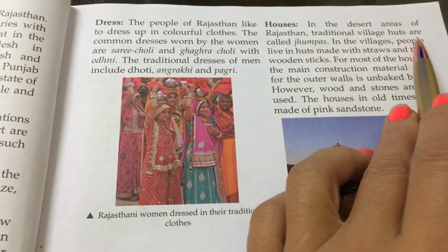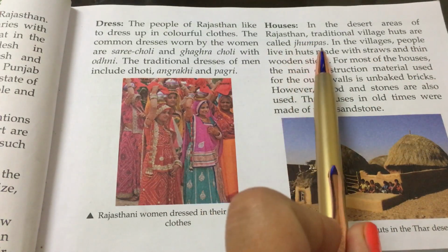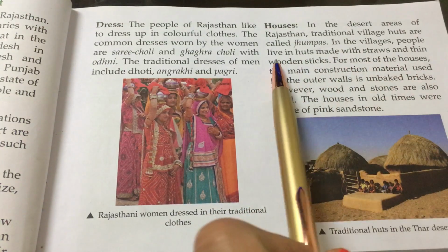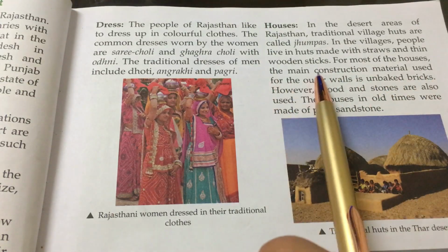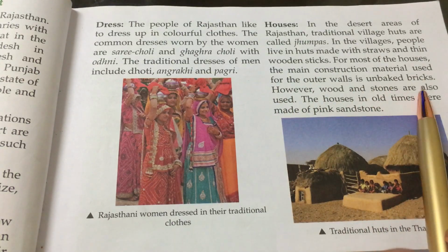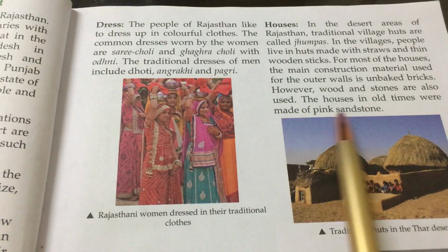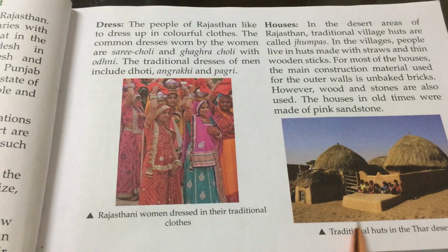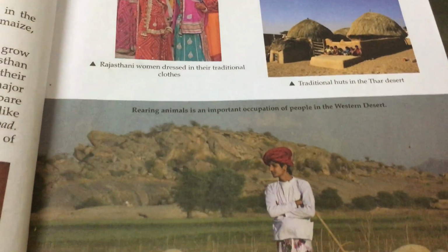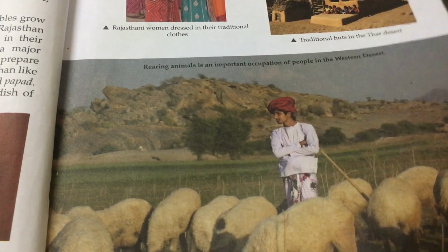Houses. In the desert area of Rajasthan, traditional village huts are called jhompas. In the villages, people live in huts made with straws and thin wooden sticks. For most of the houses, the main construction material used for the outer walls is unbaked bricks. However, wood and stones are also used. The houses in old times were made of pink sandstone. This is the traditional huts in the Thar Desert. And as you can see at the bottom of the page, rearing animals is an important occupation of people in the Western Desert.